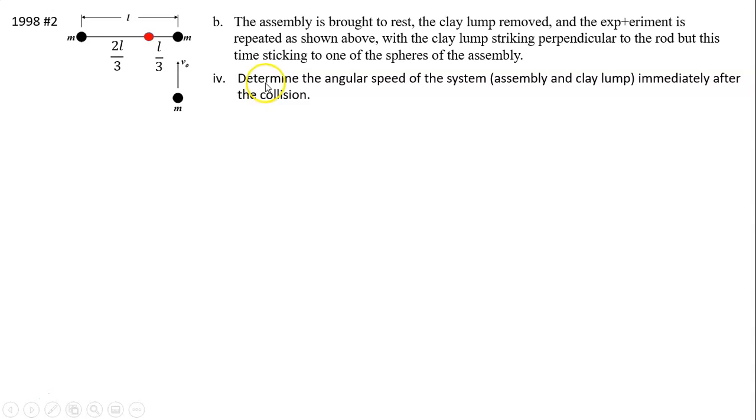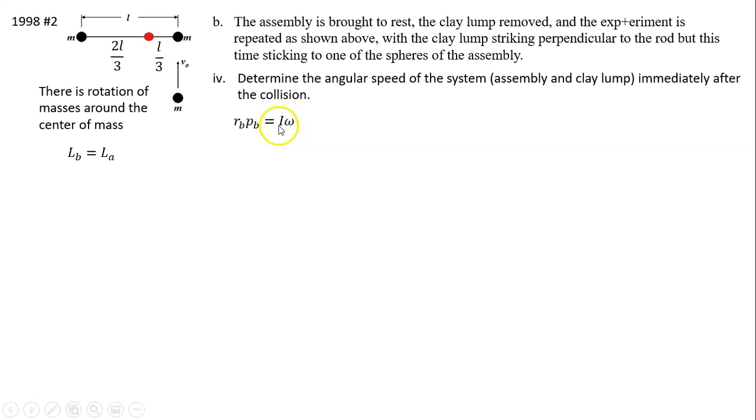Okay, now let's see, determine the angular speed of the system immediately after the collision. So we have to find how fast it's rotating around the center of the mass. Because it's rotating, we need to use conservation of angular momentum. So L before equals L after. L equals R times P. So before, this B means before. Before R is L over 3. P is just m v naught.